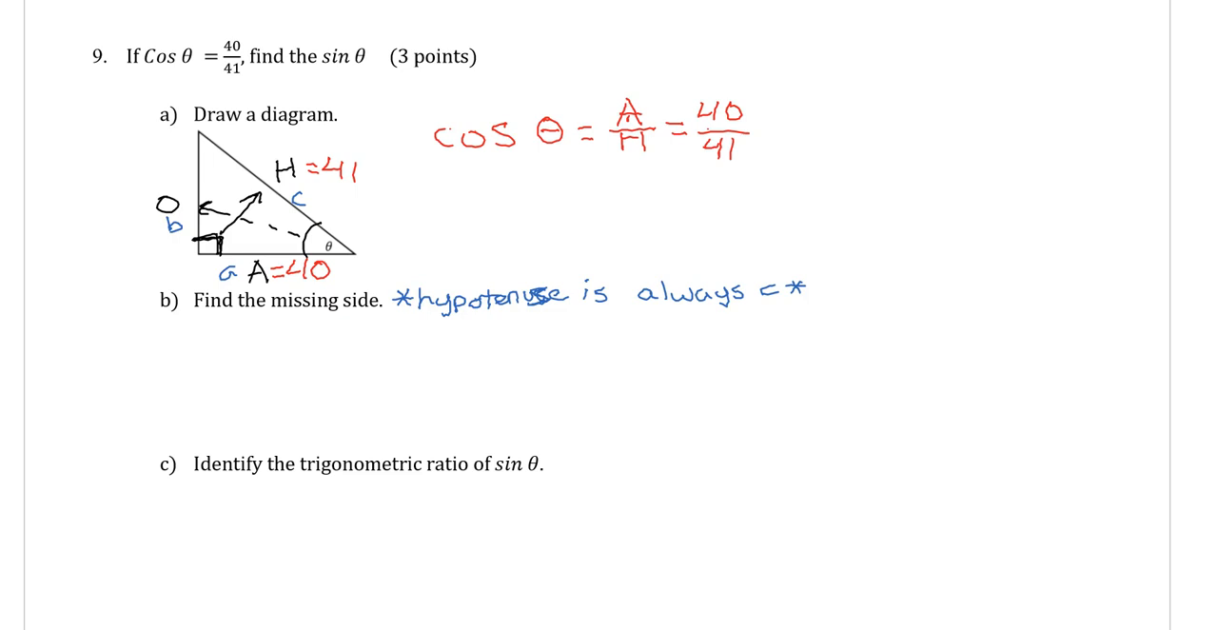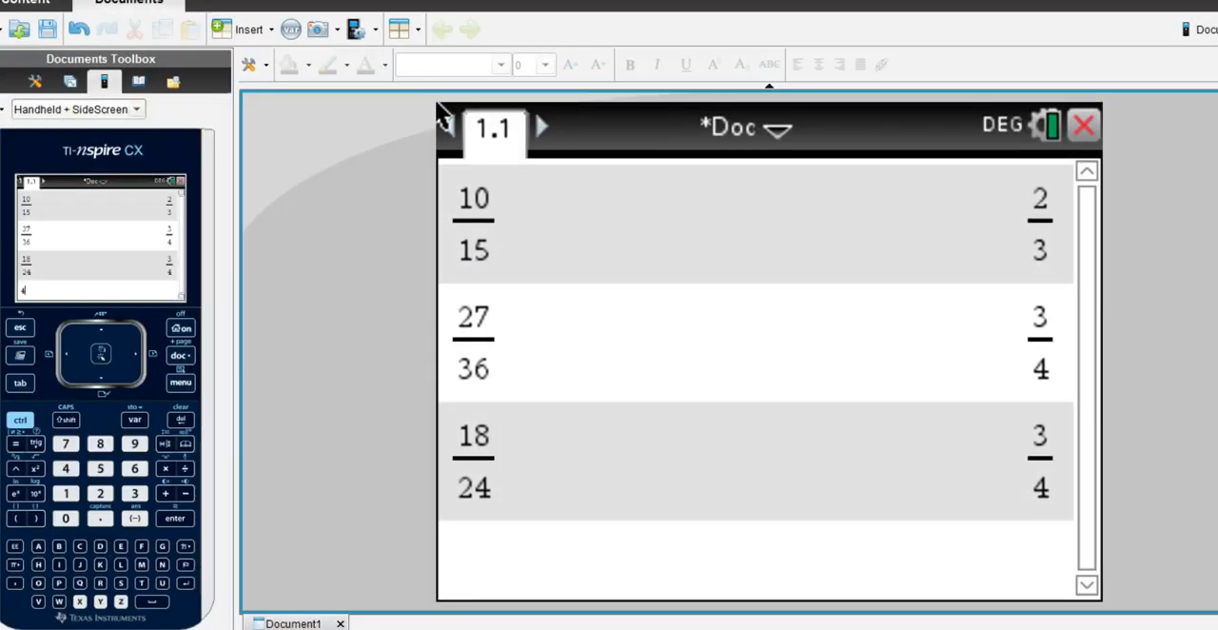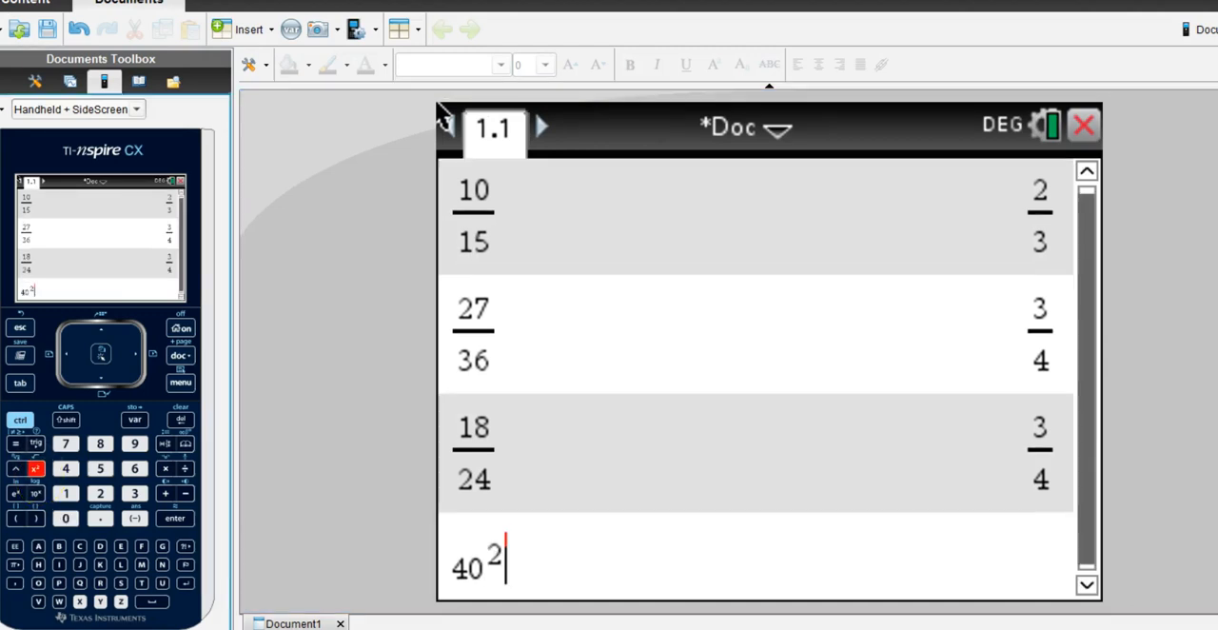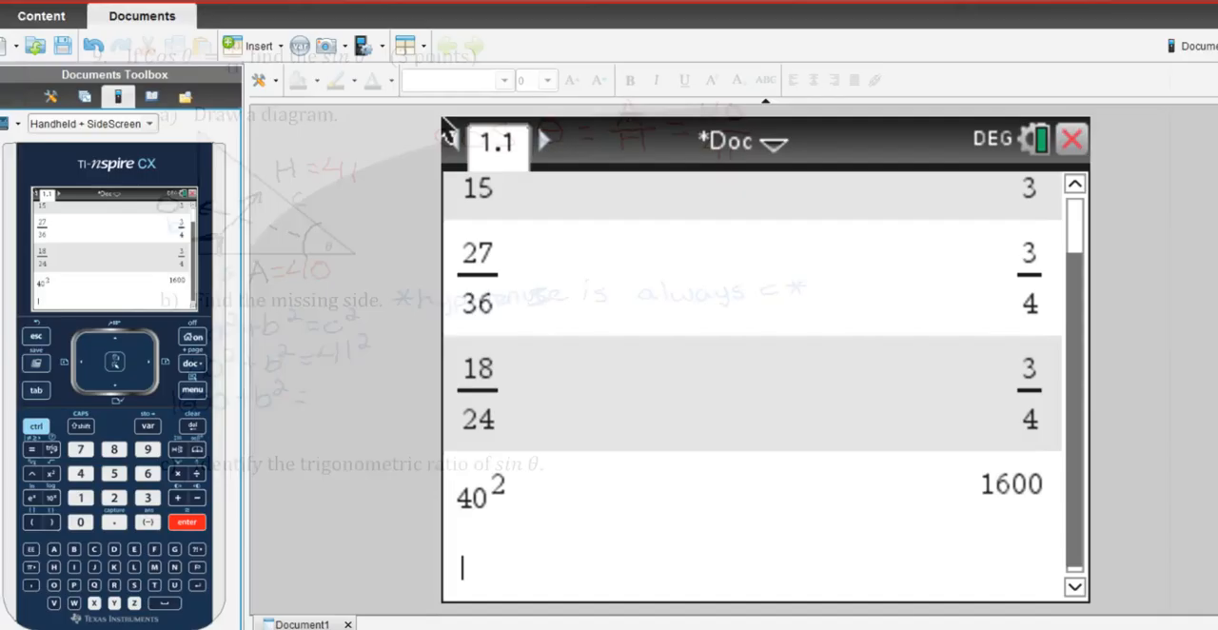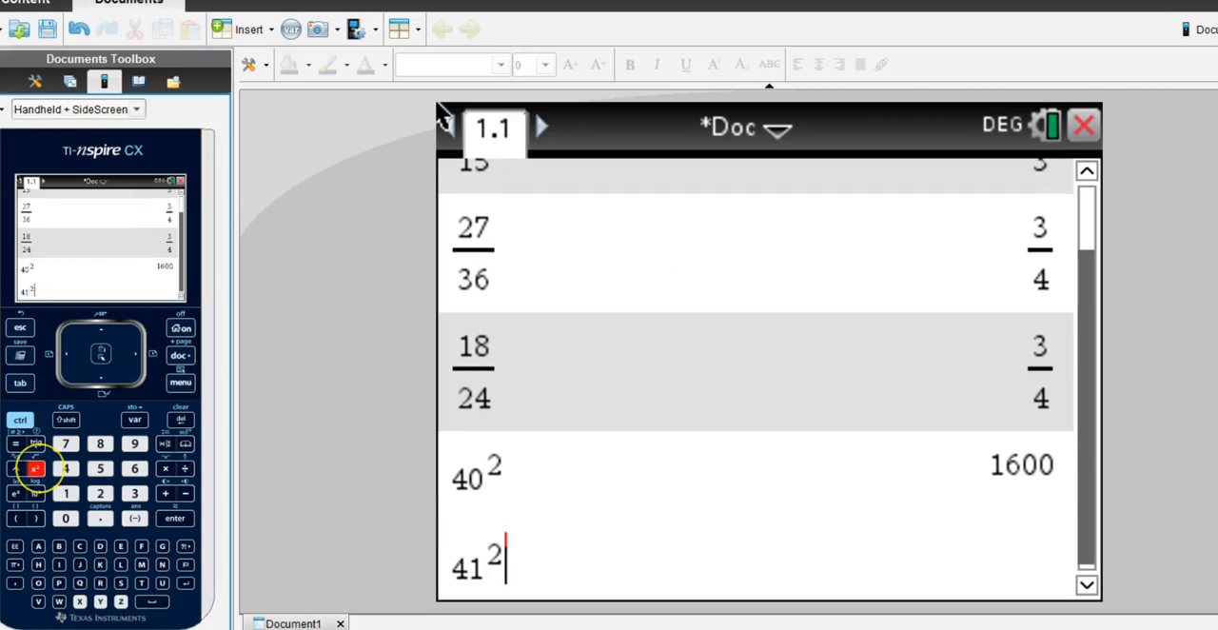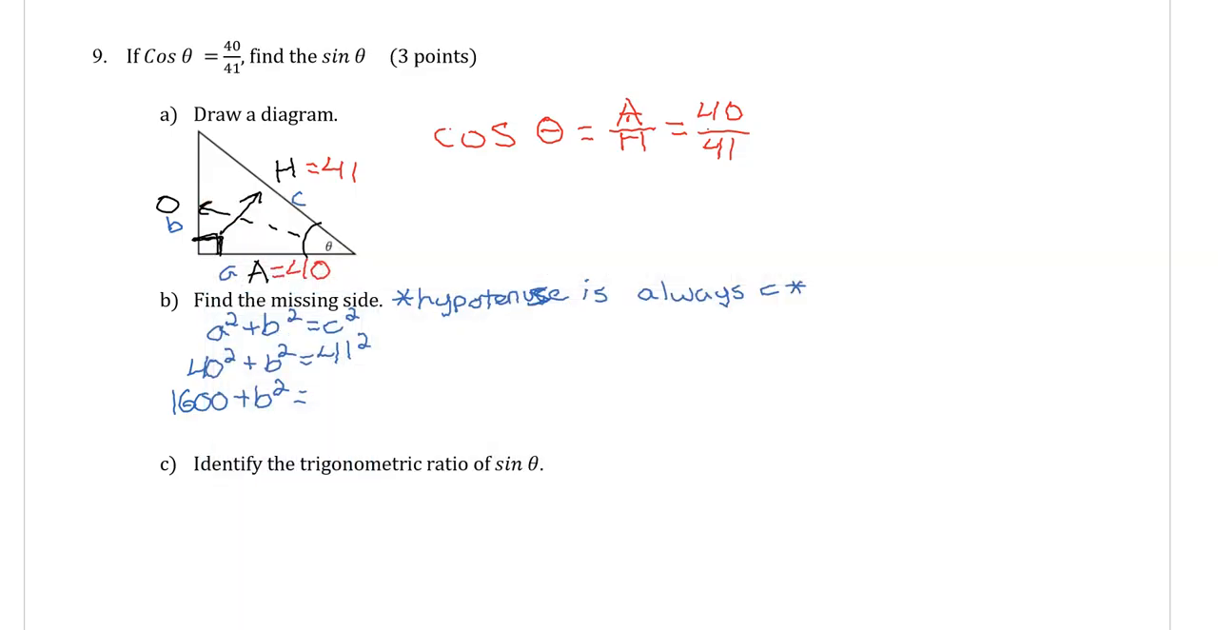So I'm going to use my Pythagorean theorem to find that missing side. So I have A squared plus B squared equals C squared. A is 40 squared plus B squared equals 41 squared. Going to my calculator, 40 squared is 1600. Plus B squared equals 41 squared. 41 squared is 1681.